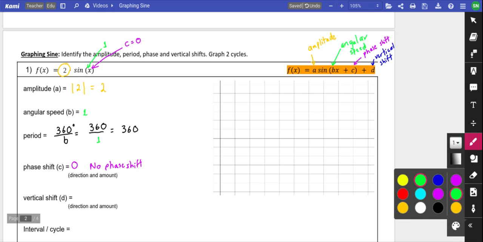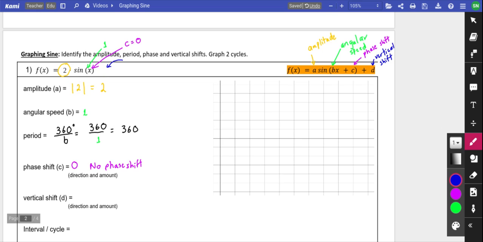We also have the vertical shift, which would be anything added to the sine function. There is nothing here. So in this case, d is equal to 0, and we also have no vertical shift. If the phase shift was positive, then we would say to the right. If it's negative, we would say to the left. For the vertical shift, a positive moves up, a negative moves down.